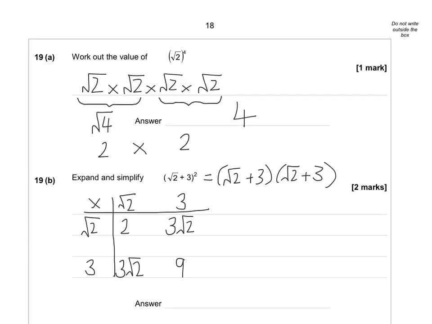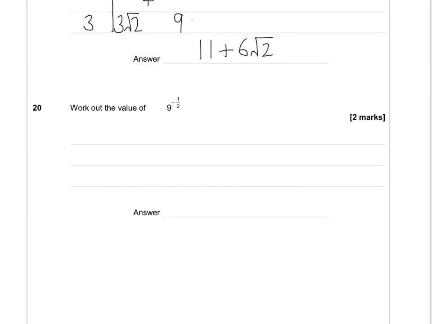Now we can collect our like terms here, so we've got to add all the terms together. I know 2 add 9 is 11, and I know 3 root 2 adds another 3 root 2 gives me 6 lots of root 2. So that's that part. And down here we have this little one.